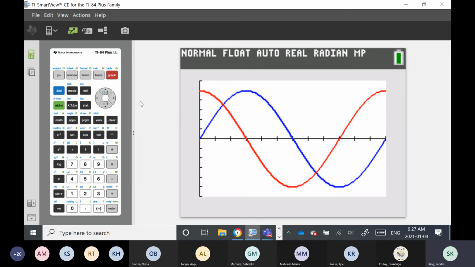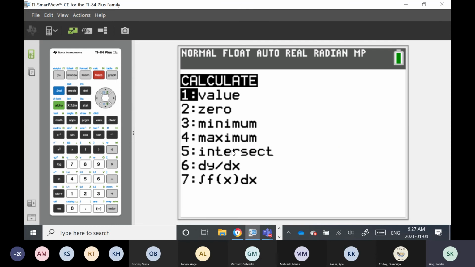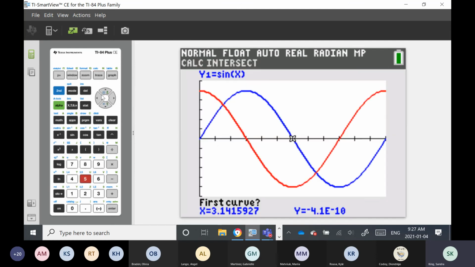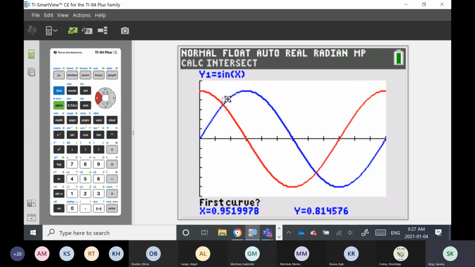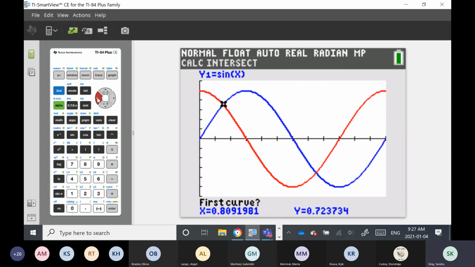You do know how to find intersects from 10C. Remember we did systems of equations. So to find the intersect, but then I'm going to add to that for this question, you go second function, calculate. So second function, calculate. We're going to look for number 5, which is an intersect. And what you do is you move your cursor close to where the two graphs intersect. You could go right on top of it if you want to, but you don't have to. You go close to it. And then you hit enter slowly 3 times. So you're going to hit enter, enter, enter.